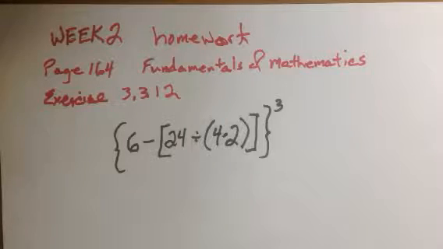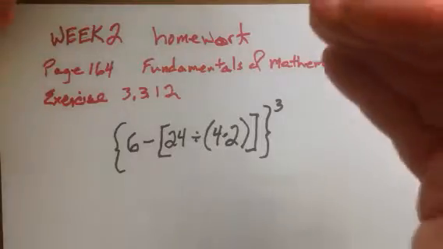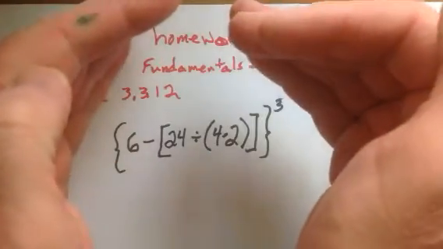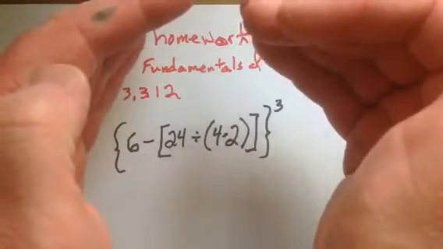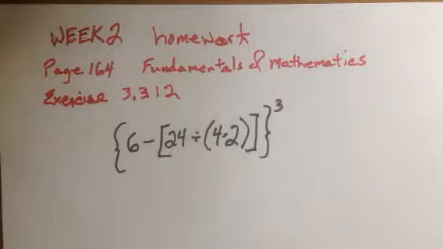It's exercise 3.3.12. Okay, we look at this problem right here, framed by these brackets on the outside, and at first glance we might have a little sense of panic inside us, and that's okay because that happens. So what do we need to do in order to solve a problem like this?